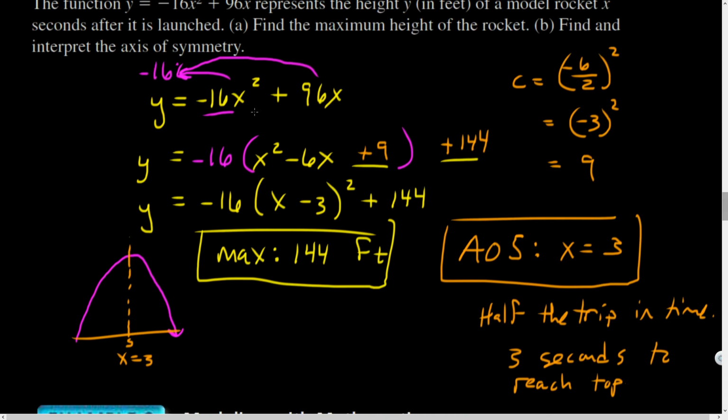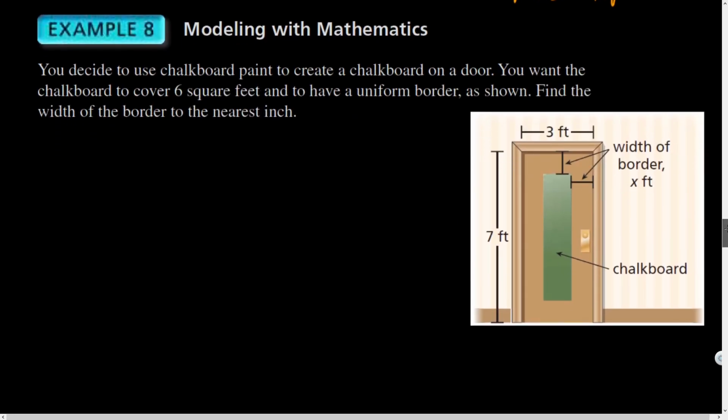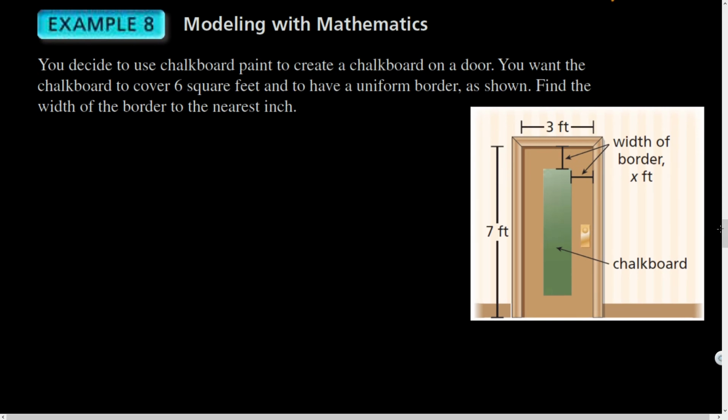This one was trickier because you had to factor out a. And that was a weird one. Okay, let's say you had a door and you're going to make a little chalkboard and a border. You want the chalkboard to cover 6 square feet. So here's 6 square feet, and I'm going to need to figure out these dimensions right here and right here. So if the width of the border is some unknown x feet that I haven't solved yet, x and x, what are the new dimensions of this chalkboard rectangle?